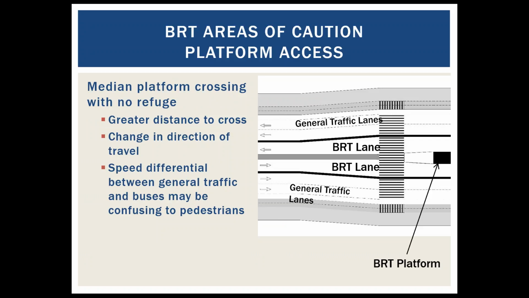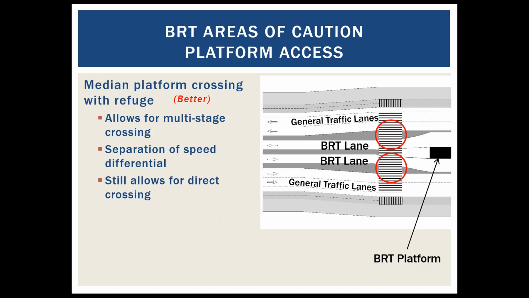In this case, the instance right here, there's very little room, so you don't have any room for refuge between the BRT lanes and the general traffic lanes, which means the pedestrian has to cross all at once, and it could be difficult with the difference in speeds between the general traffic and the BRT lanes. So it's better to have some built-in refuge between the BRT and the general traffic lanes when you can do that.